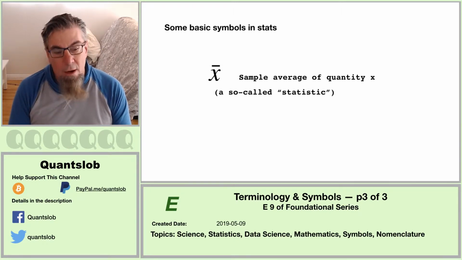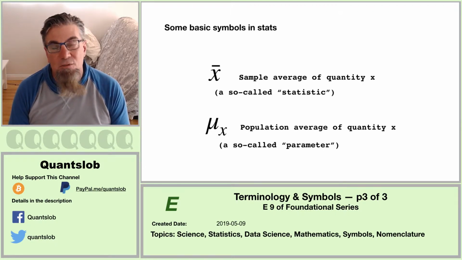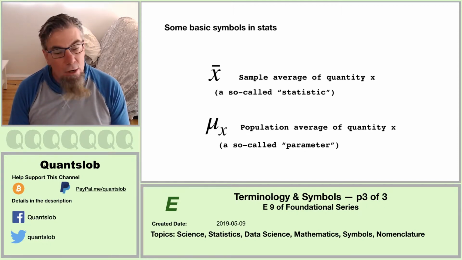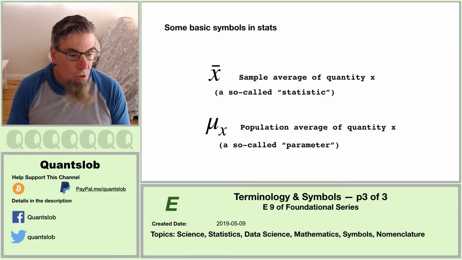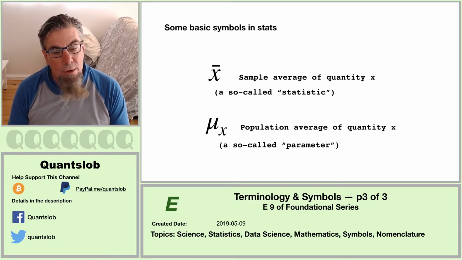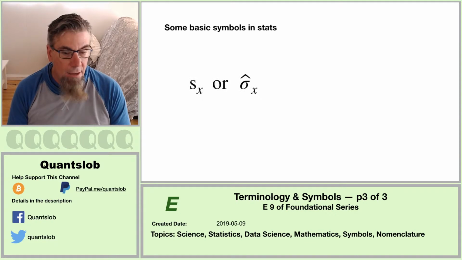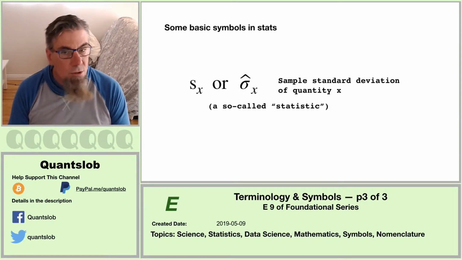X bar here, not to be confused with something called X bar theory in linguistics, is very commonly used to represent the sample average of an attribute quantity X. The Greek letter mu is commonly used to represent the population average. Notice that we have a little X subscript here on the mu, which I think is always a good idea so that we know we're denoting the population average of the attribute X, as well as representing the average of an attribute's values within a population or sample.